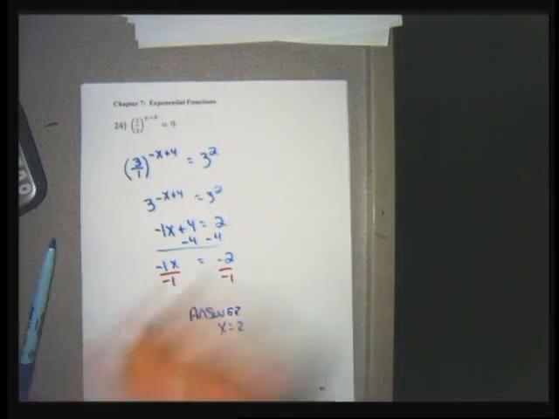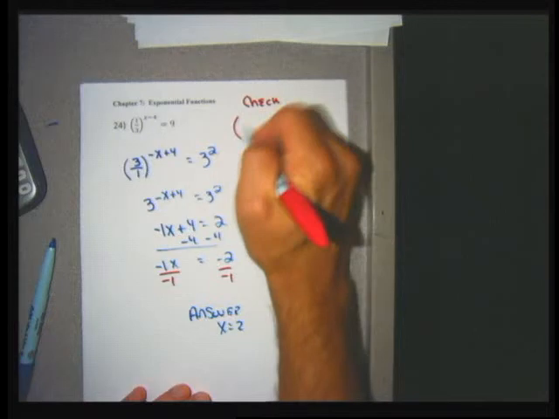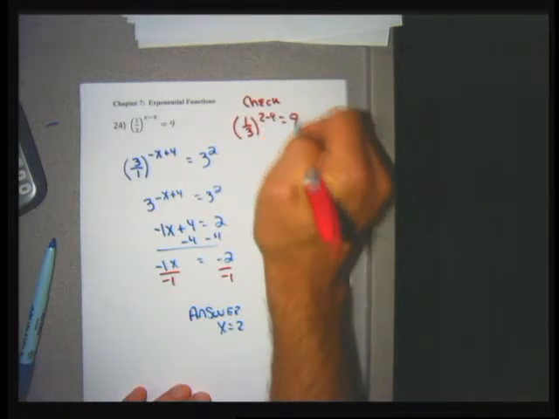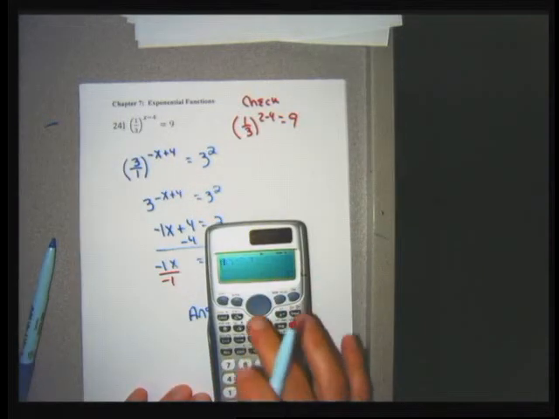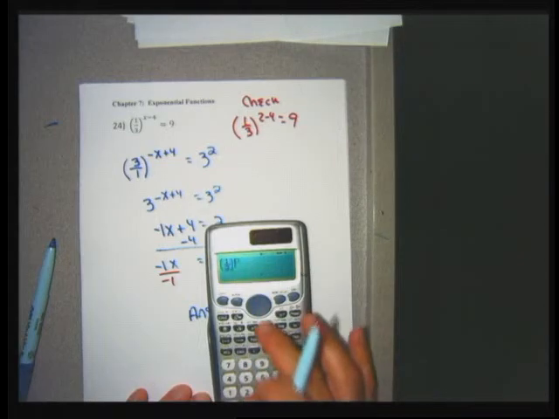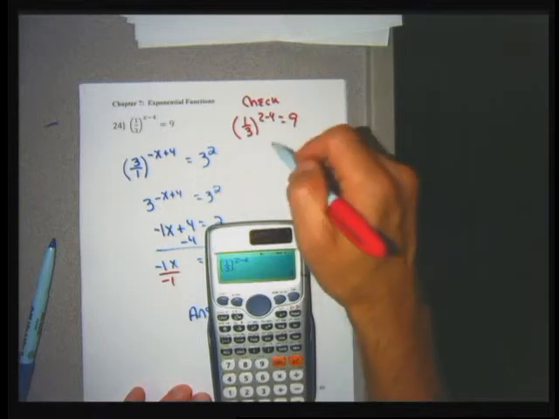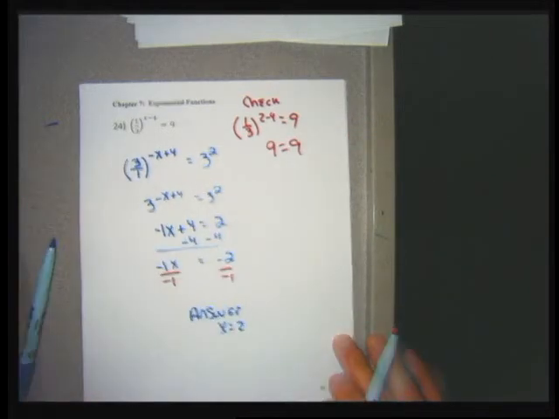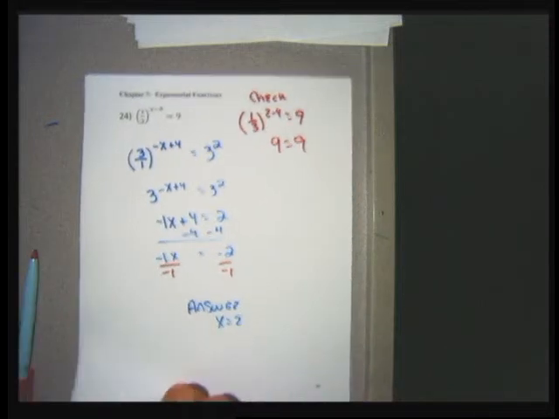Doesn't feel like a horribly long video, so I'll go ahead and check this. To check this, I need (1/3) to the 2 minus 4 to equal 9. So parentheses, fraction 1/3, parentheses, exponent 2 minus 4, and you get 9 equals 9. So it literally takes 10 seconds to check. On a test, I'd probably 100% check because I don't want to write down a wrong answer, so I might as well check.